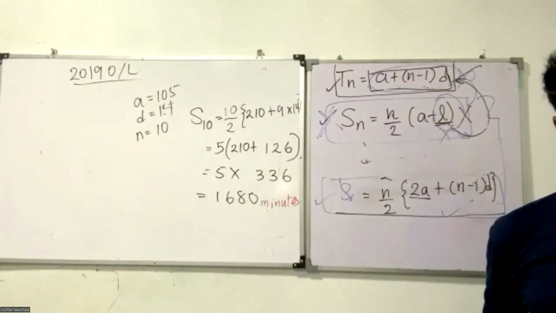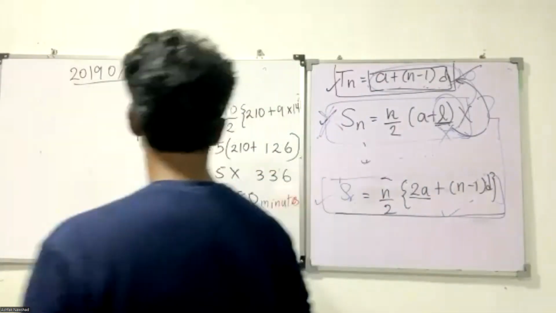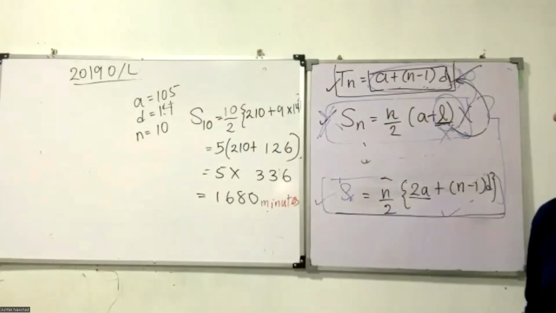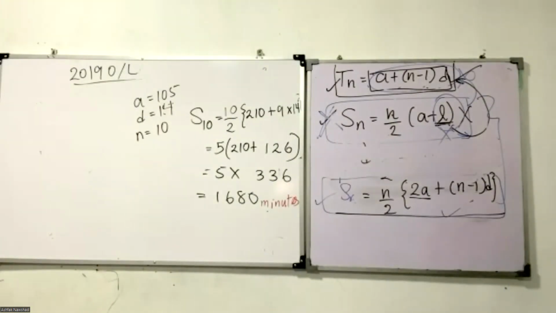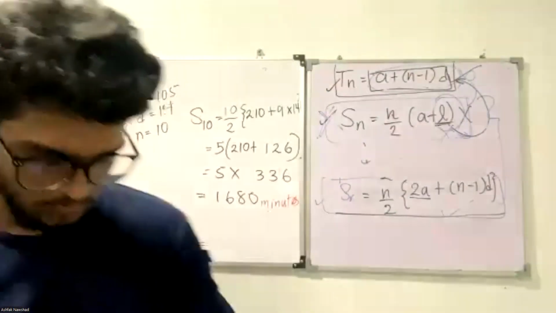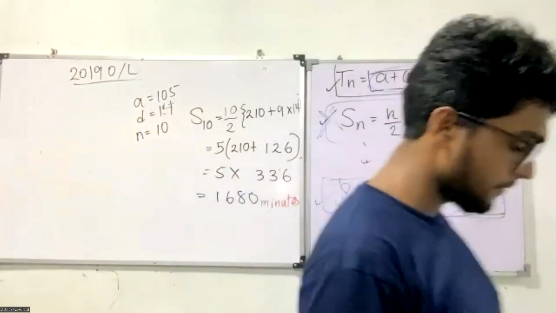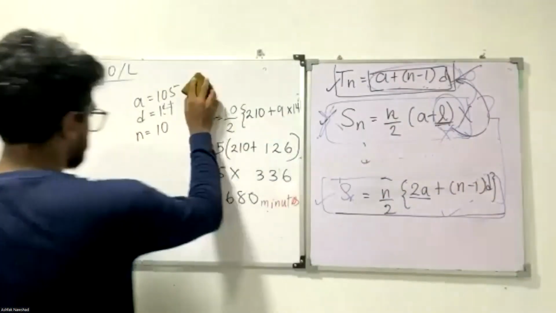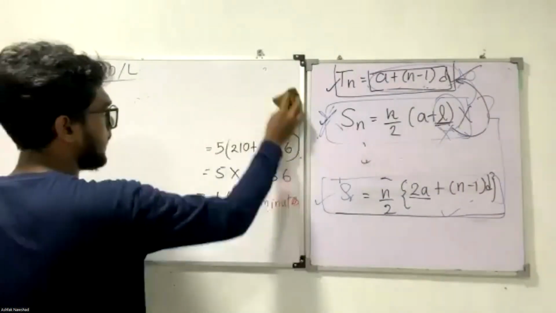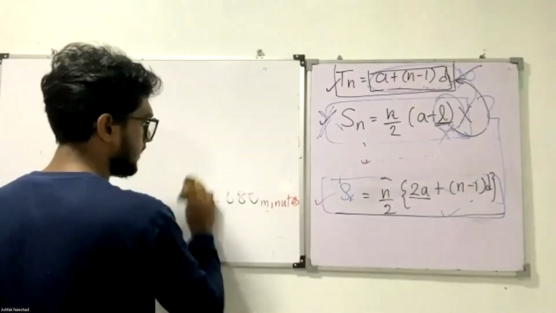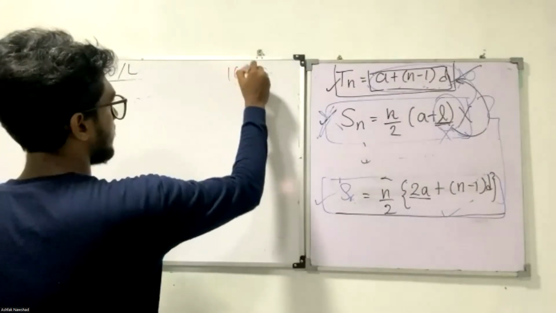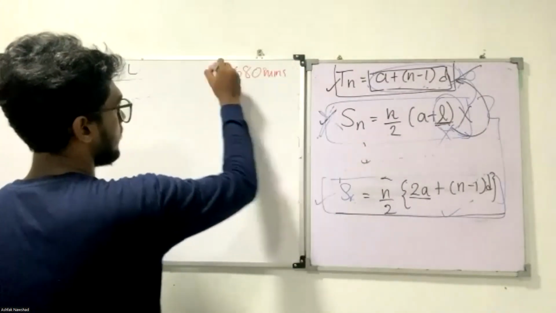Part B. The final part, part B. What do they ask? They're asking for the average speed at which she jogs. Speed is equal to distance divided by time. Average speed. We know the time she spends, 1680 minutes, the total time.